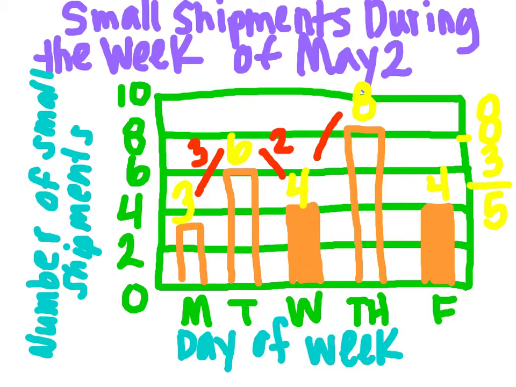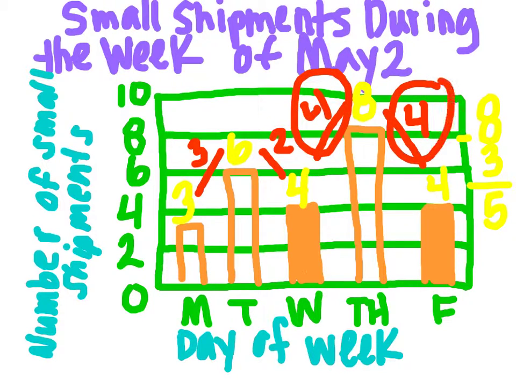It was 4 between Wednesday and Thursday. And it was 4 between Thursday and Friday. So between which 2 days was the difference in the number of shipments the greatest? Well, I could say it was either between Wednesday and Thursday or between Thursday and Friday, because there were 4 on both of those days. It increased or decreased by 4.